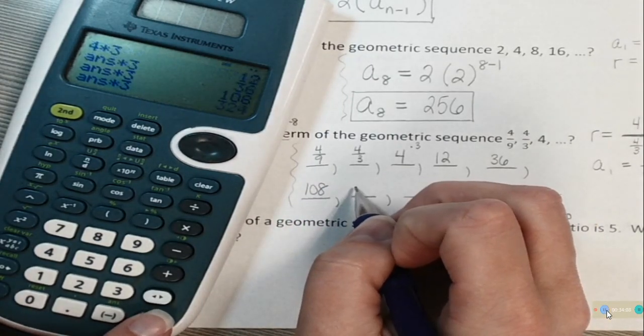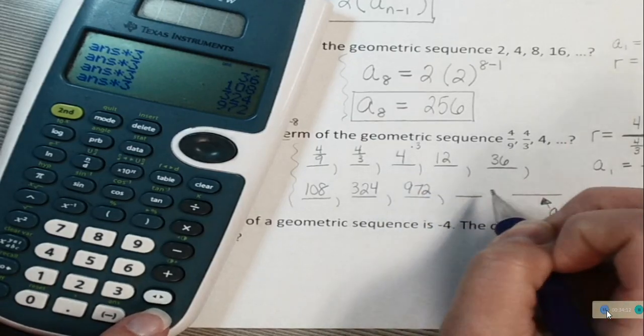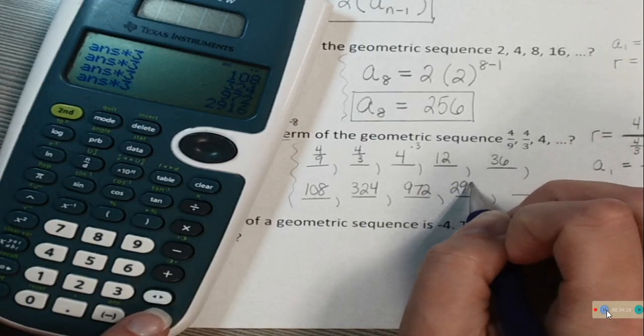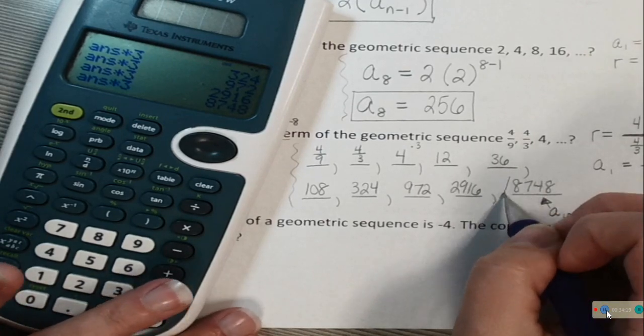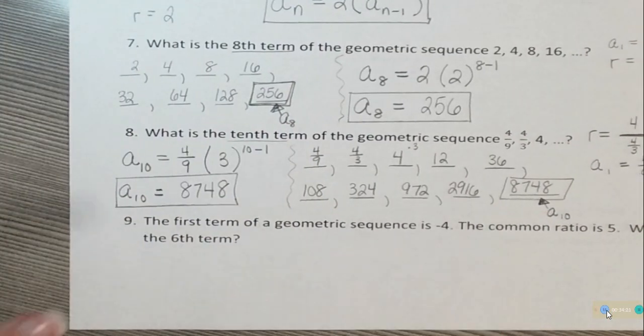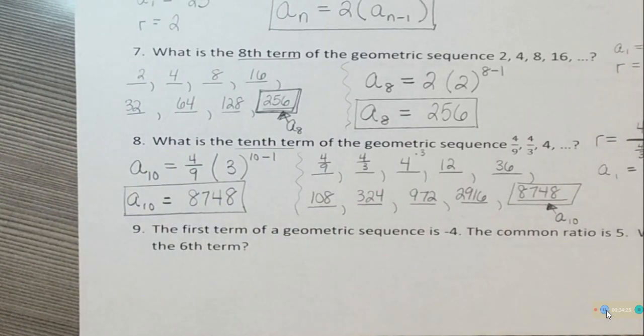That's why I drew 10 blanks. I can just keep going until I fill them all in. Multiplying by 3, multiply by 3, multiply by 3, 8, 7, 4, 8. That is the 10th blank. I did it explicitly. I did it recursively. Got the same answer. It does not matter which way you work it. You pick what you understand best. And that's the one I want you to do.